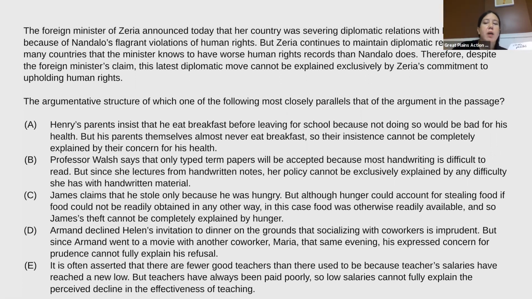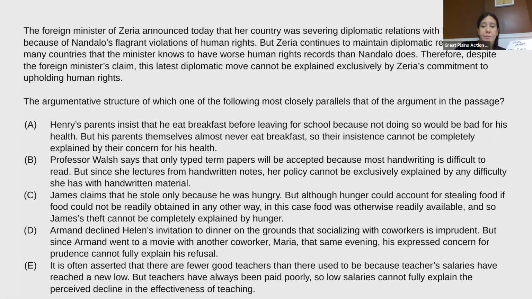So we can rule out B. All right. Here we have our C. James claims that he only stole because he was hungry. But although hunger could count for stealing food if food could not be readily obtained in any way, in this case, food was otherwise readily available, and so James' theft cannot be explained by hunger.